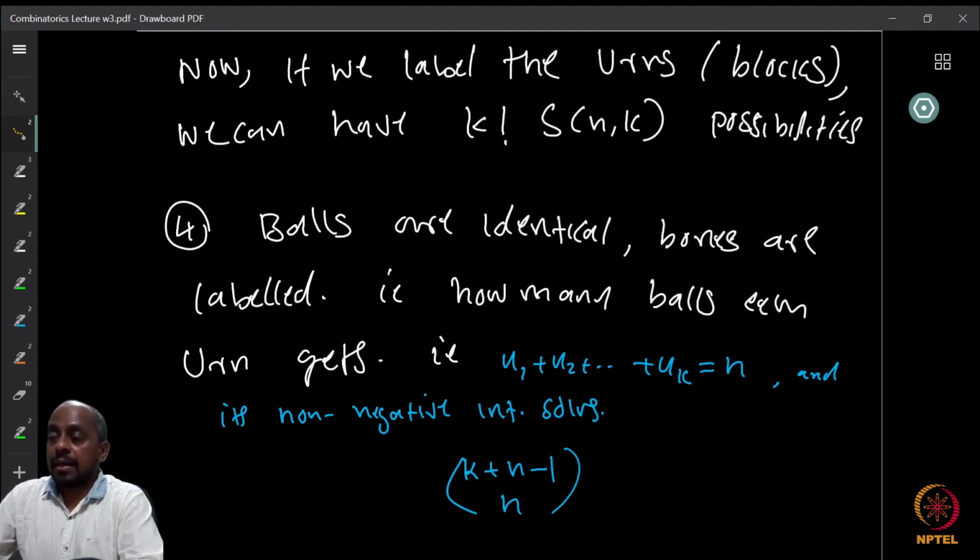which is the number of balls. So this is basically like u1 plus u2 plus etc. uk, where ui is the number of balls that the ith urn gets. And this must come to n because we are distributing n balls to the k urns, and we already know how to solve this. We have done this. That is the non-negative integer solutions to the equation, which is k plus n minus 1 choose n. So we have a solution for that.